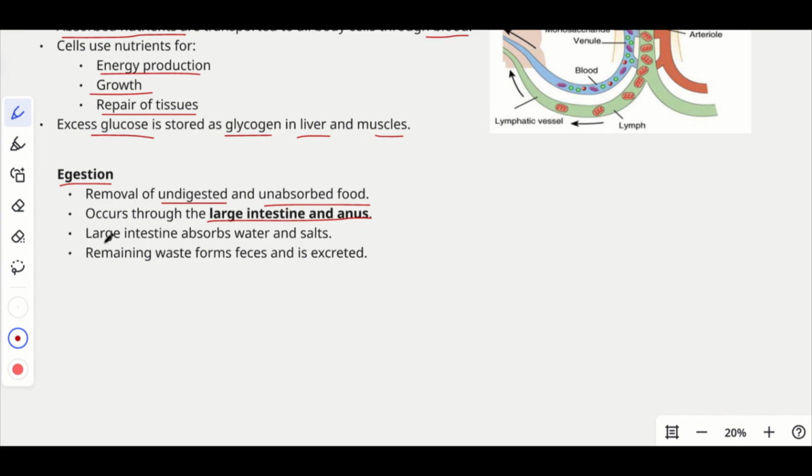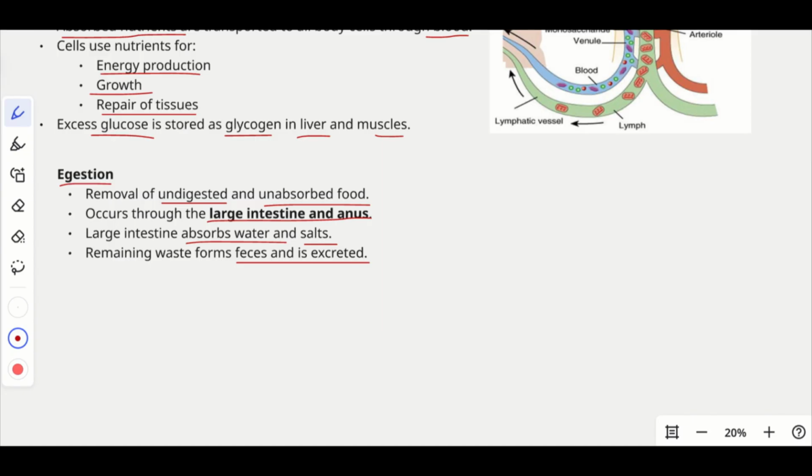Got it? So the large intestine absorbs water and salt. What is getting absorbed in the large intestine? Water and salts. And the remaining waste forms feces and is excreted. So the rest will be excreted through the anus. So this is how our digestion is completed.